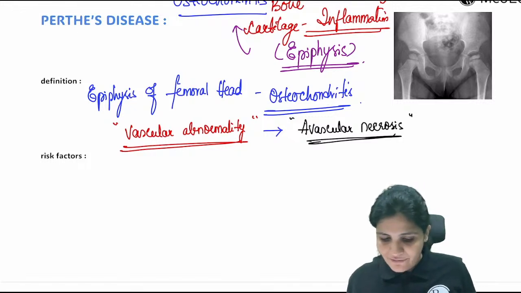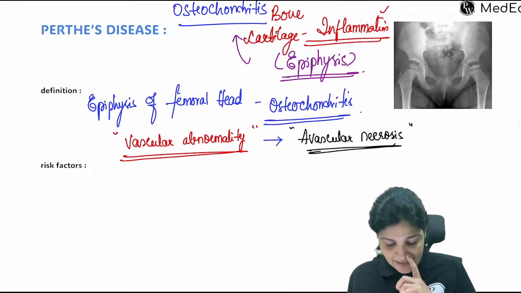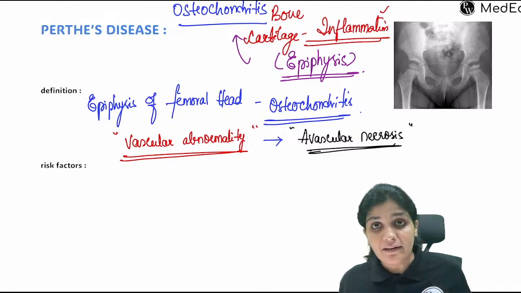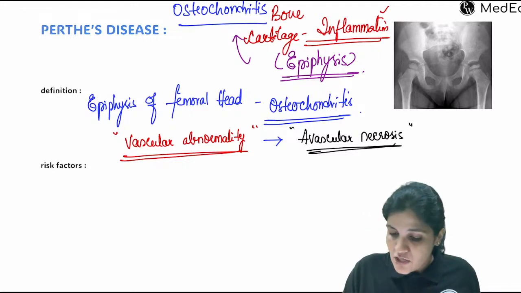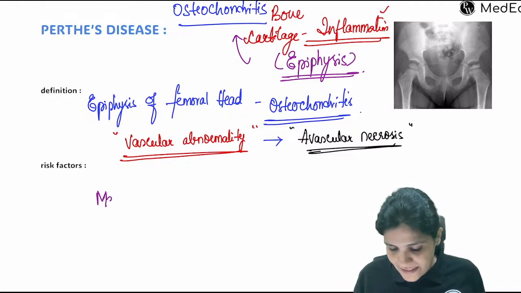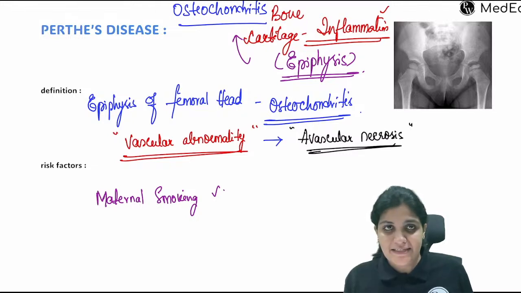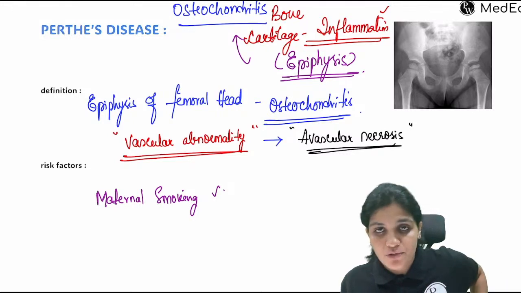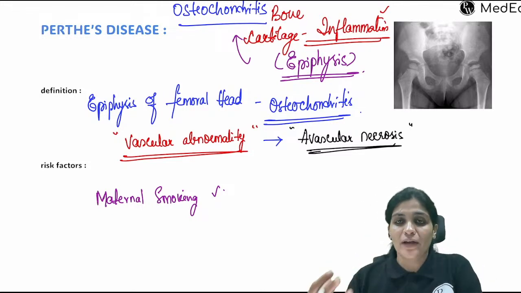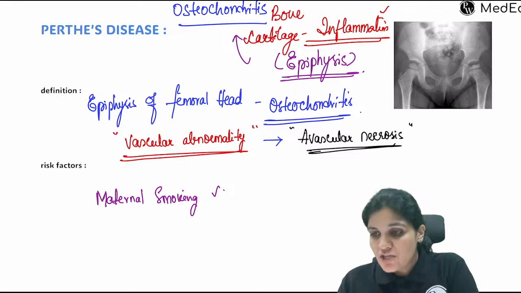Once you have understood what Perthes disease is, you have to understand the risk factors for Perthes disease. Whenever there is maternal smoking associated, it could be a risk factor for Perthes. If the mother used to smoke during pregnancy, there is some amount of smoke exposure during pregnancy.